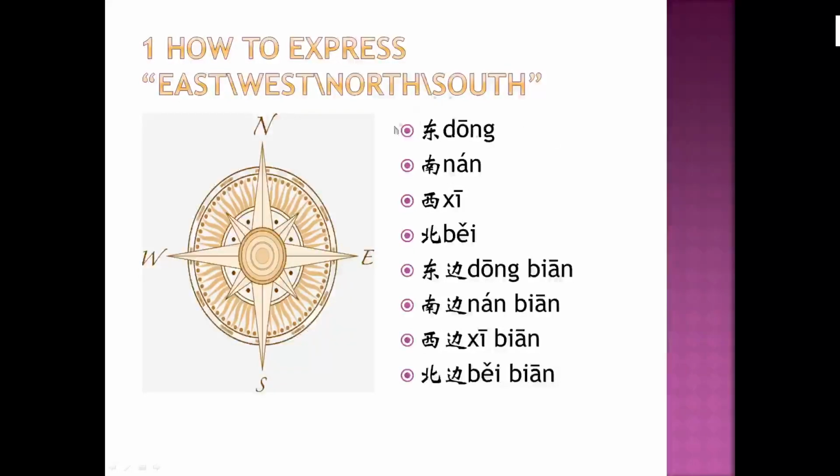So now let's look at this picture. East in Chinese, dong, and south, nan. West, xi, north, bei. So east side, dongbian, and south side, nanbian. West side, xibian, and north side, beibian.